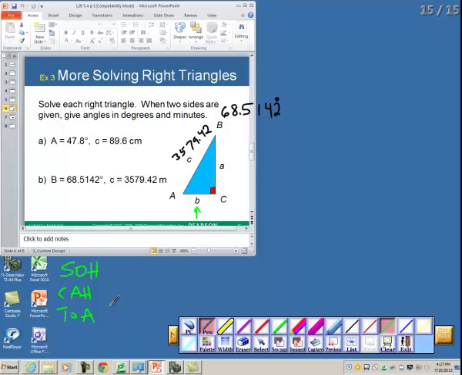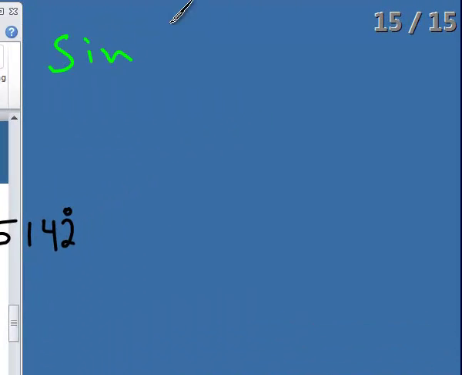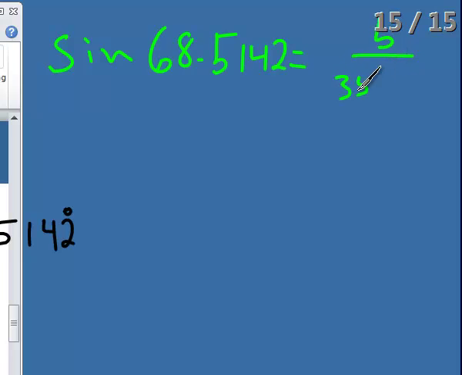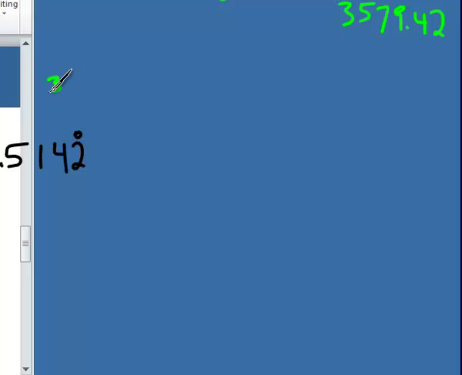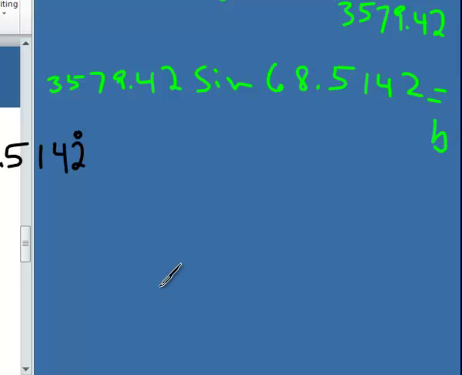Okay. Sine. Okay, so sine of 68.5142 equals B over 3579.42. All right, good. Now what? Okay, multiply both sides. So this would be 3579.42 sine 68.5142 equals side B. All right, good. So let's see what we get when we do that.